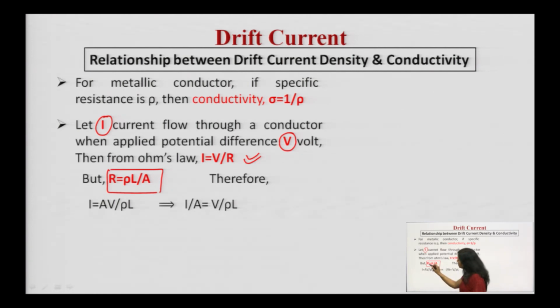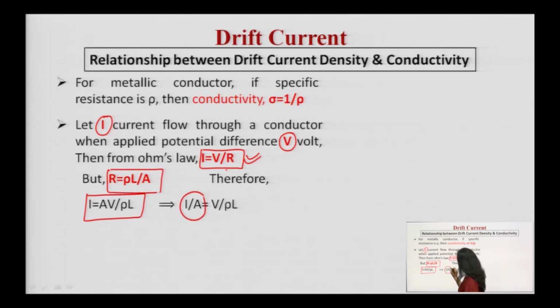Now substitute this value of resistance in this equation. So what you are getting here, I is V upon this value of R, so V upon rho into L upon A. You have just substituted this value of R into this equation. From here, let us take A on the left hand side. I upon A is V upon rho into L.